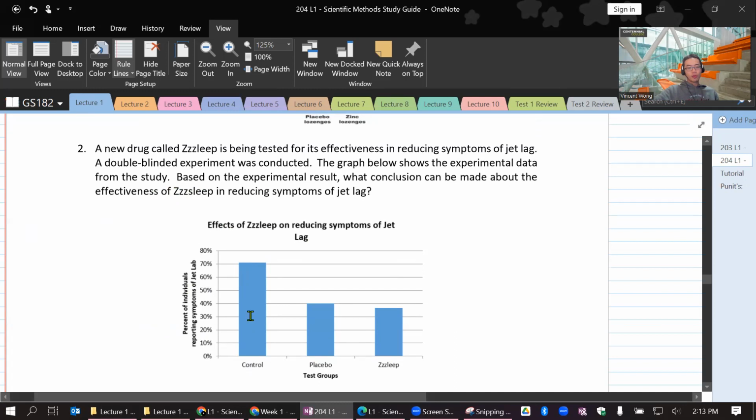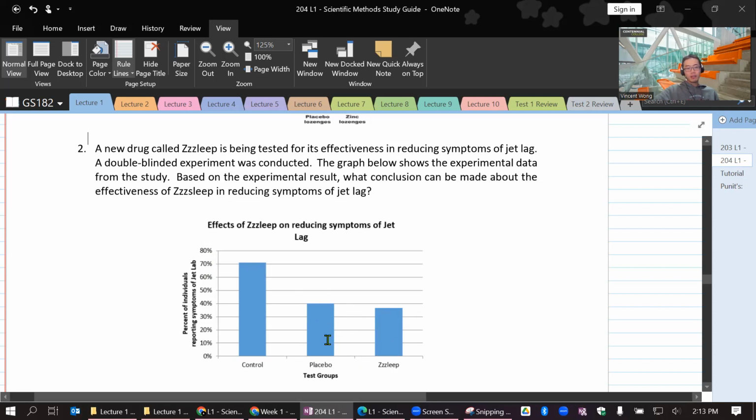If you look at the control group, right, people who take no pills, 70% of them experience symptoms of jet lag. If they take the experimental pill, the sleeping pill, the jet lag reduced to only 40% of the people. Okay. But is it actually taking the pill that helps? Or is it the fact that you're telling them taking something, anything, would help? Well, that's why we have to look at the placebo, right?